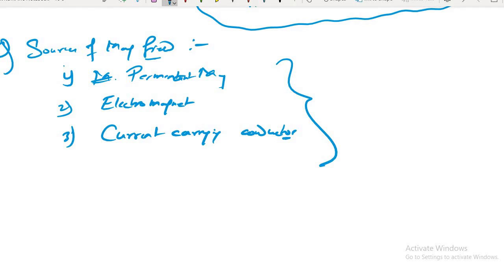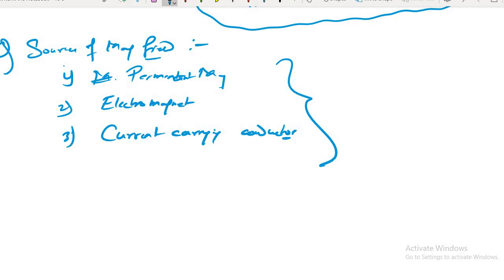I am trying to bring out the important questions that may come. Name some devices in which electric motors are used. I think you know this. There are several things: refrigerator, cooler, fans, etc.